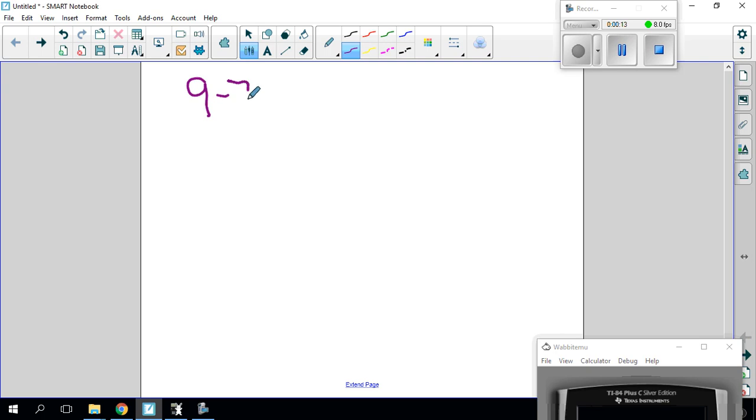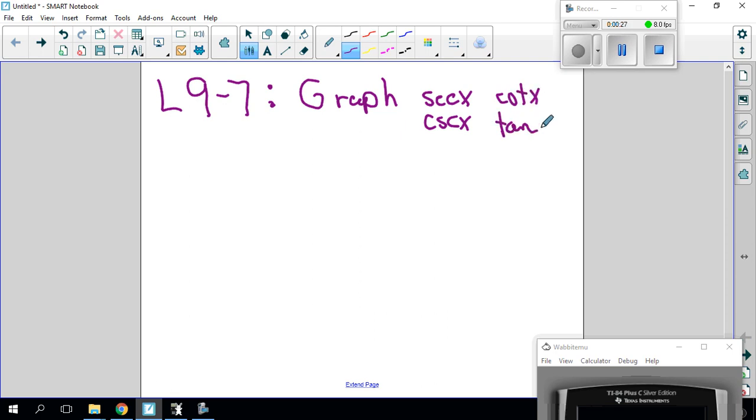9-7. It's the other four graphs. So we're going to graph secant x, cosecant x, cotangent x, tangent x. Well, I already graphed them for you, but we're getting a little more detail now. So, sine and its buddy cosecant, 1, 2, 3, 4, sine.